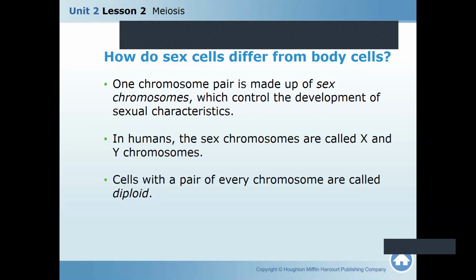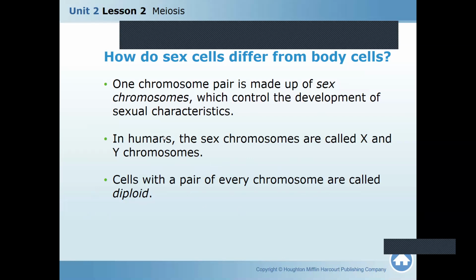Meiosis. In the last class, I taught you about the male and female sex cells: the sperm cell and the egg cell. And one more thing you learned is that it is X and Y. The X X is for the girl, and the X and Y is for the boys. Cells with a pair of every chromosome.